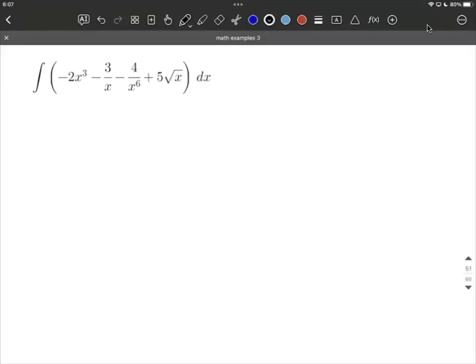Let's try to find the antiderivative of this function. Before we get going and using the power rule, let's try to rewrite everything because we like using the power rule. That's the easy one to remember, hopefully.